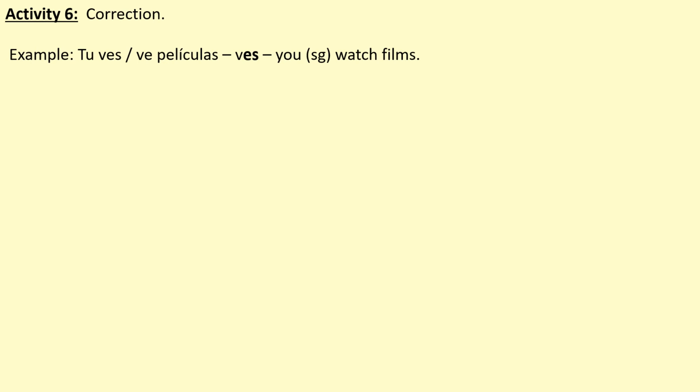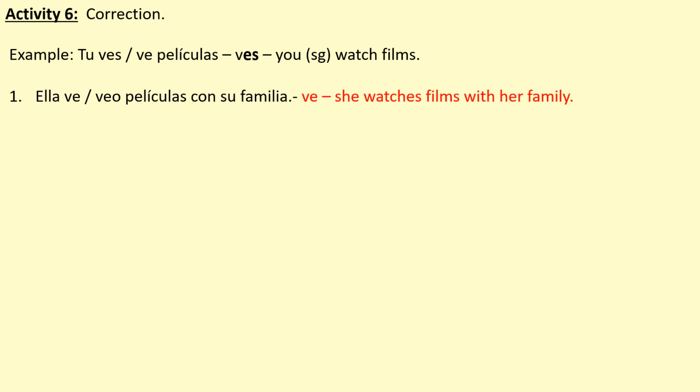So let's have a look at your answers, Year 7. So number 1, of course, we wanted to use the third person singular, she, so ella. And so therefore we needed to choose the verb ve, because we know that they end in e. She watches films with her family.